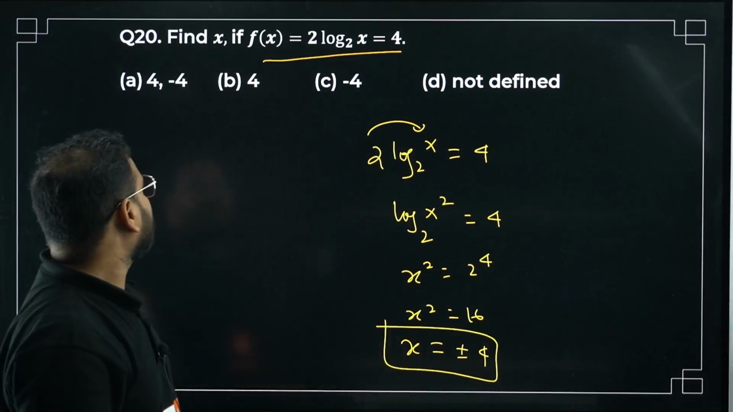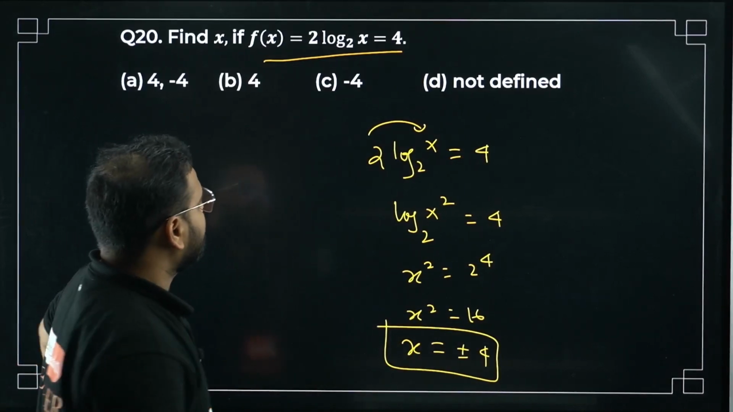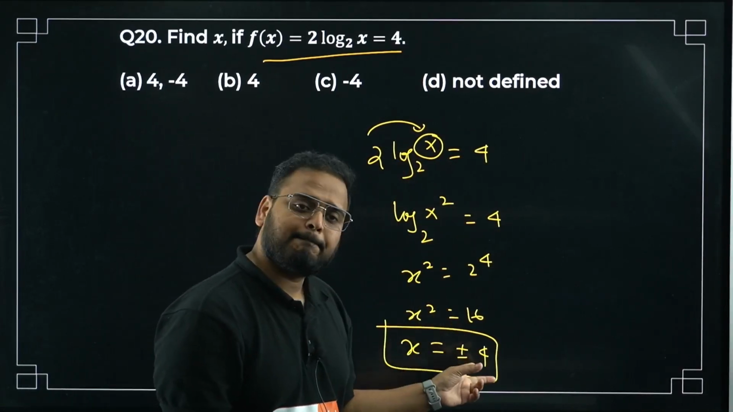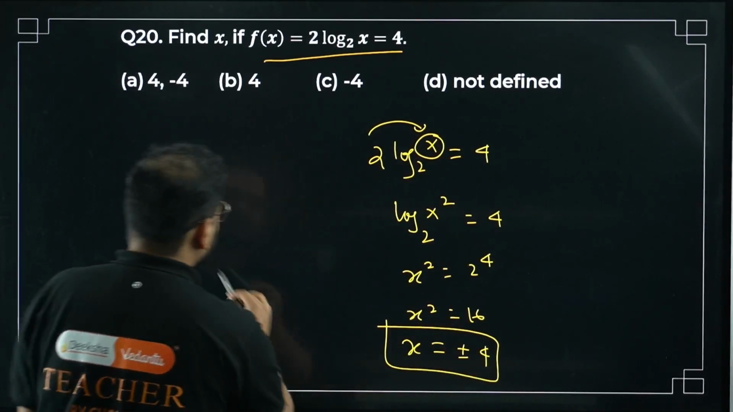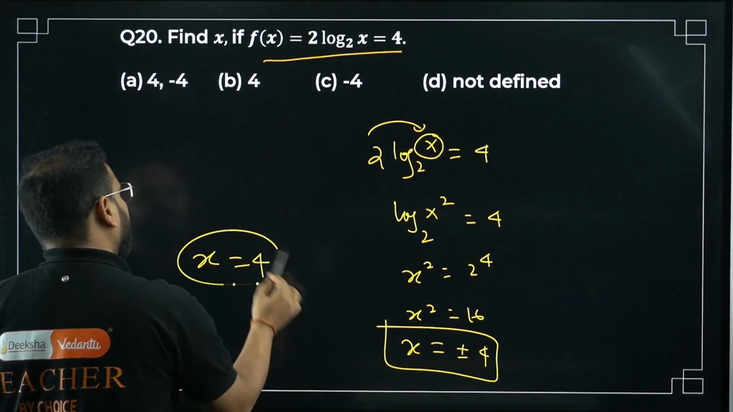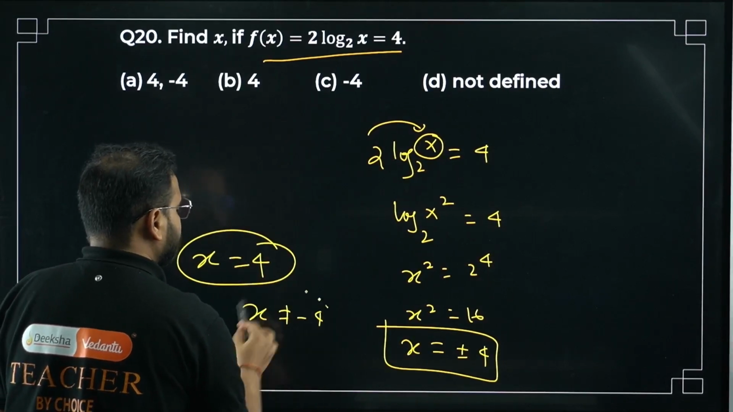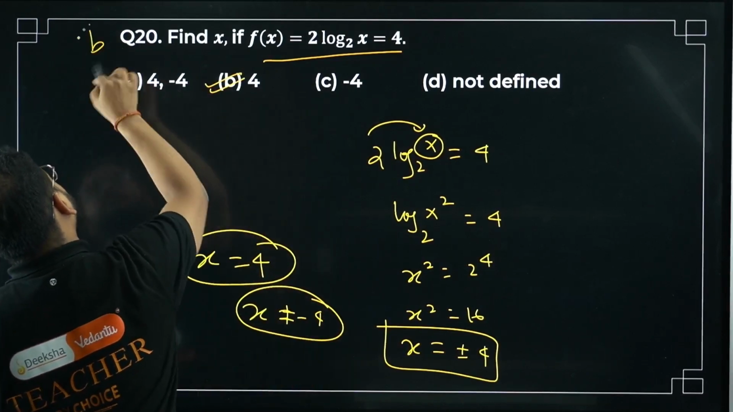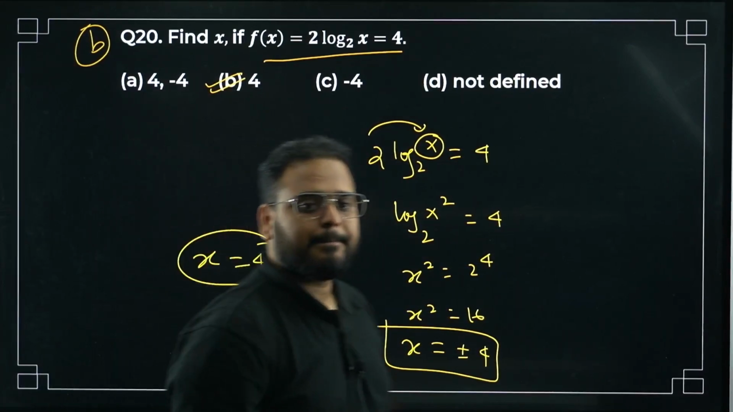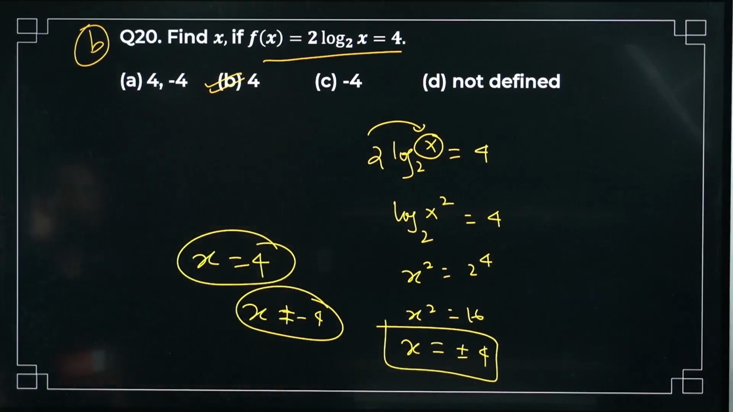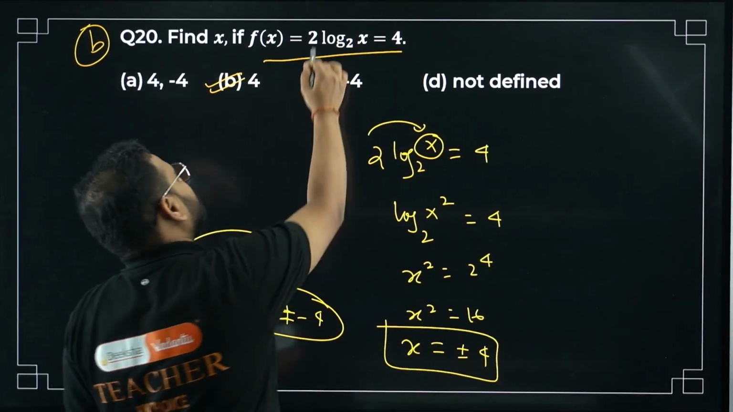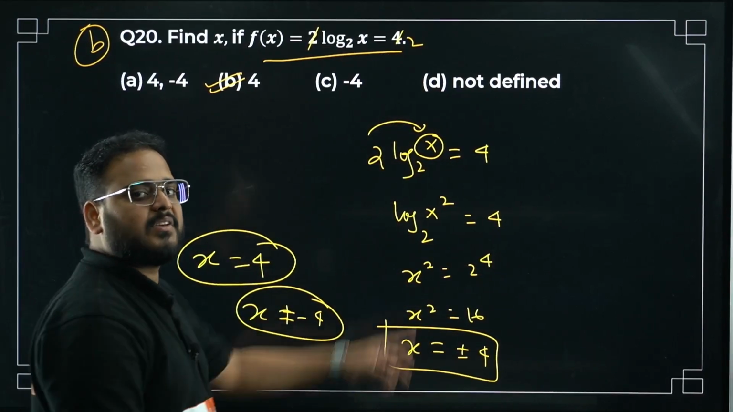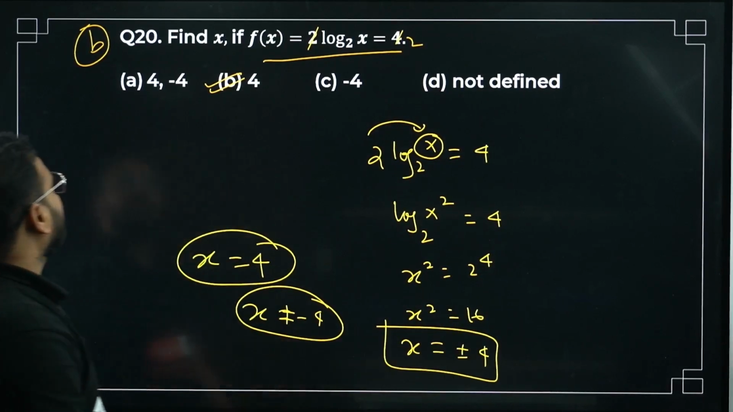Is the answer plus minus 4, option A? No, check here: log of x. Can log operate on a minus sign? You can't get that. It means x has to be only plus 4. x cannot be equal to minus 4. I get the answer as option B. Please check, is option B correct or not? If you want, you can cancel like this also. That is also correct. You can solve this way as well, and you'll get the answer positive only. So the 20th is done now.